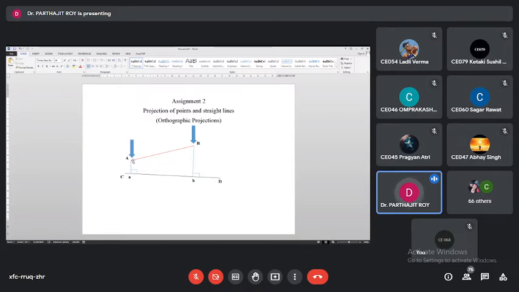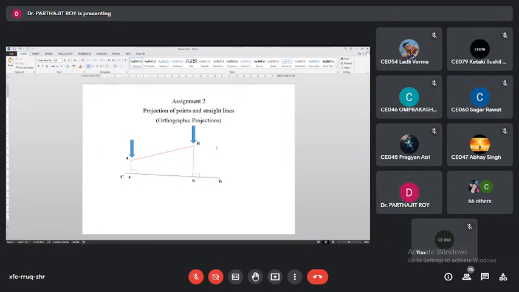So if I consider the point A to be a point and B to be a point, I am getting the projection of point A on CD as small a, and similarly the projection of B on CD as small b. And if I join small a and small b, I will get the projection of the entire straight line AB on CD. Isn't it? Yes, sir.